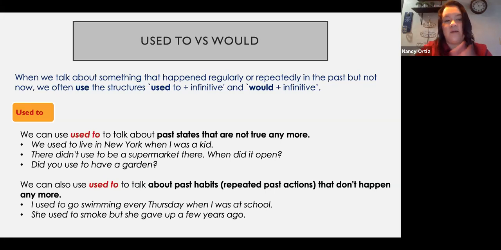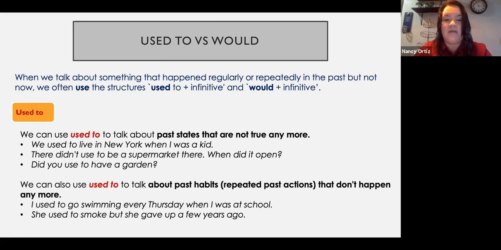Example two: there didn't used to be a supermarket there. When did it open? In this case, you don't see the D in "use" because we're using the simple past, "didn't." That's why.